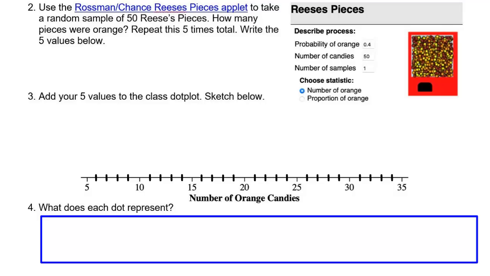I want you to take 5 samples total. So you're going to do this 5 times. You can turn the animation off if you want to. It'll go faster if you don't want to watch the whole animation. You're welcome to. I want you to take 5 random samples and write down for each sample how many orange candies there were, which it tells you right here. Write down how many orange candies you got.